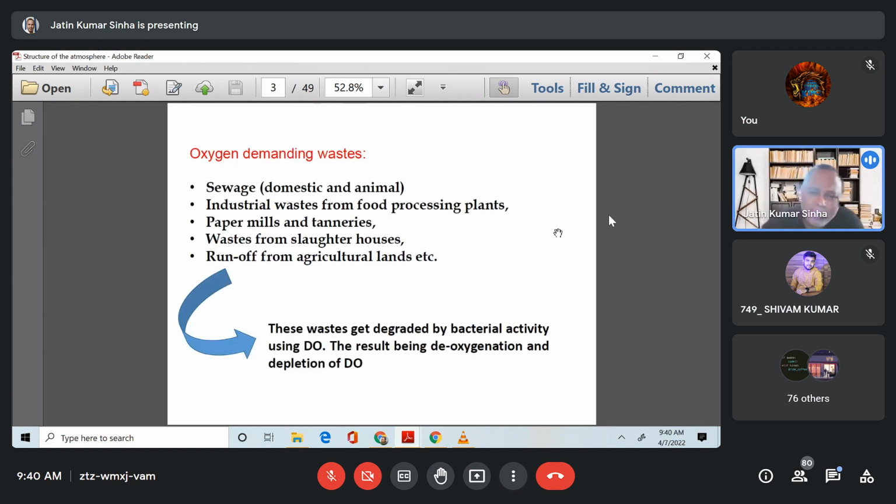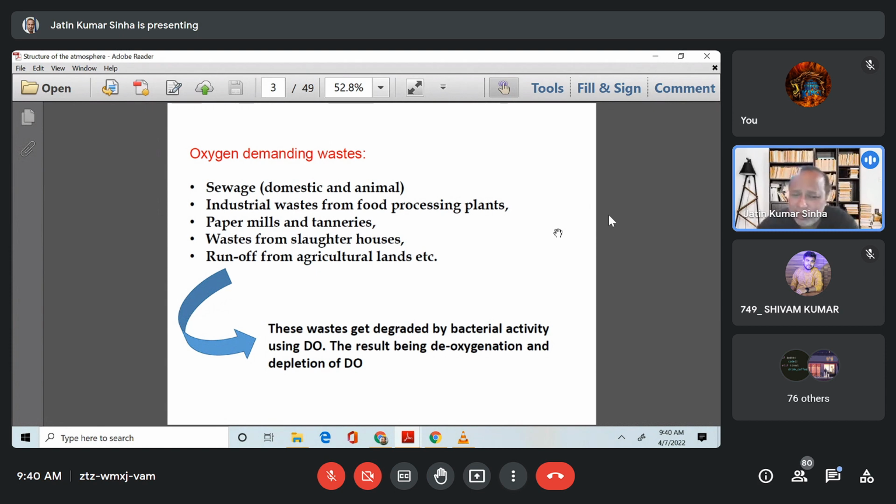So in case of oxygen demanding waste, we have sewage, which is the main contributor of these organic pollutants. Then we have industrial waste from food processing plants, then the material industries like paper mills or tanneries, then waste from slaughterhouses, then runoff from agricultural lands. So these are the wastes which demand oxygen.